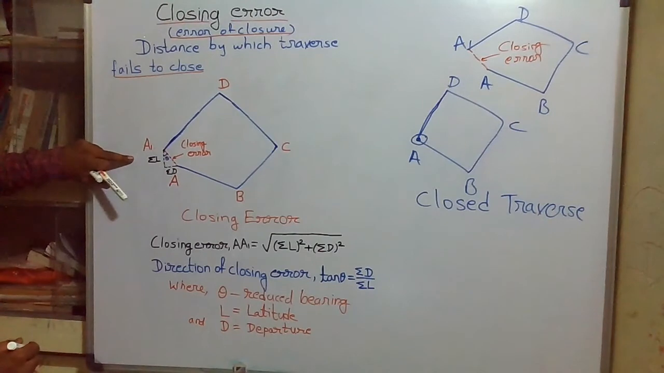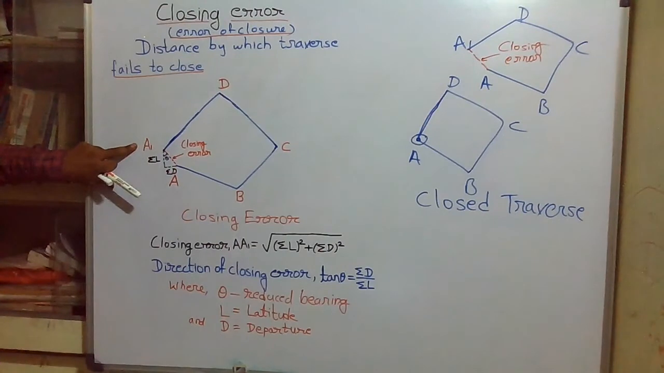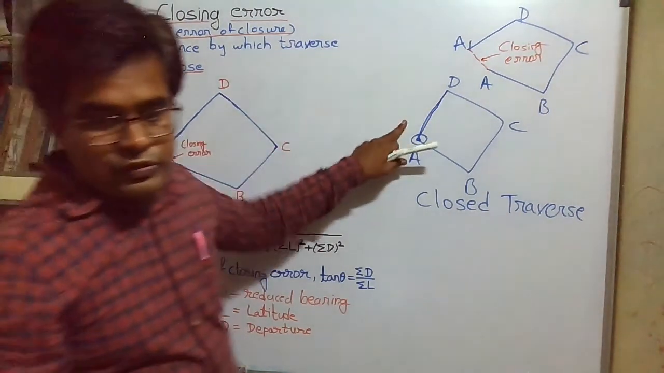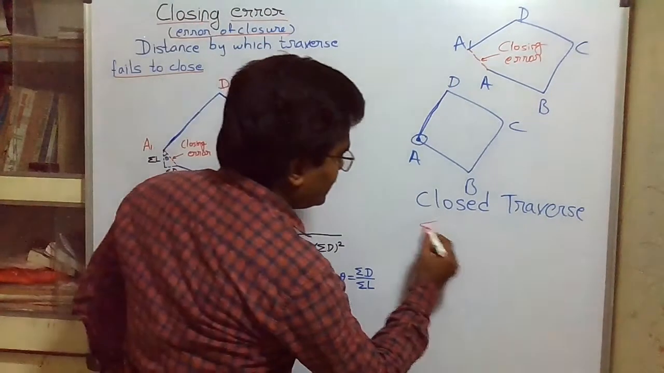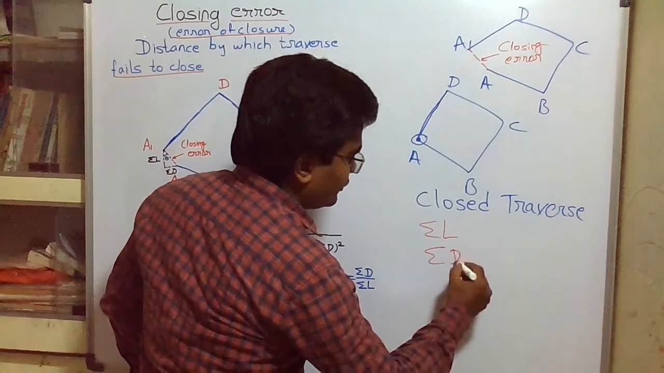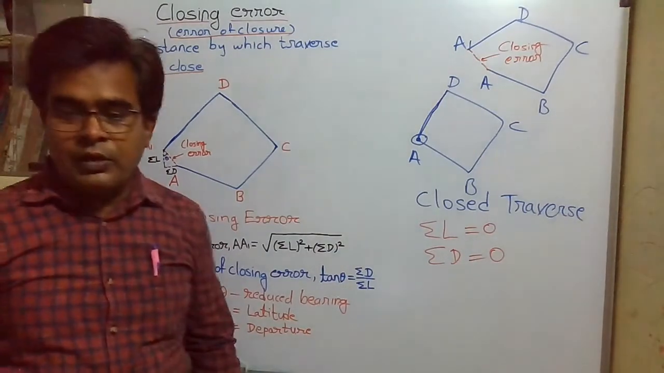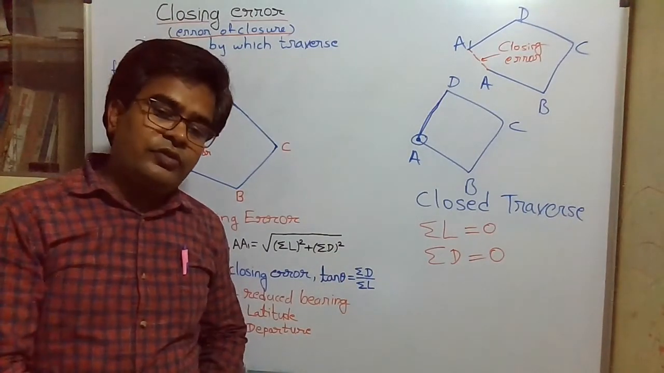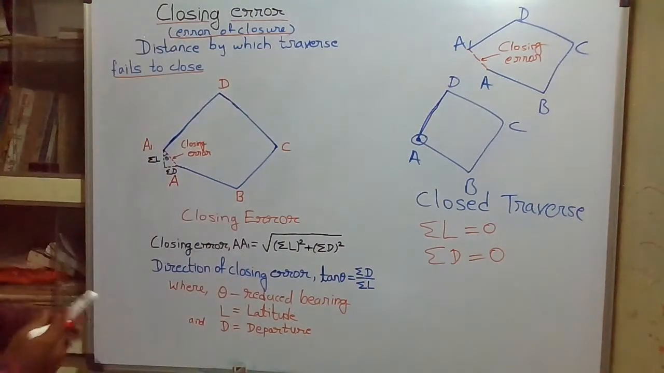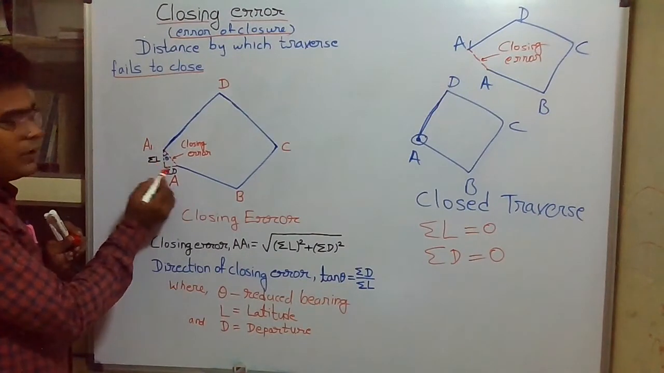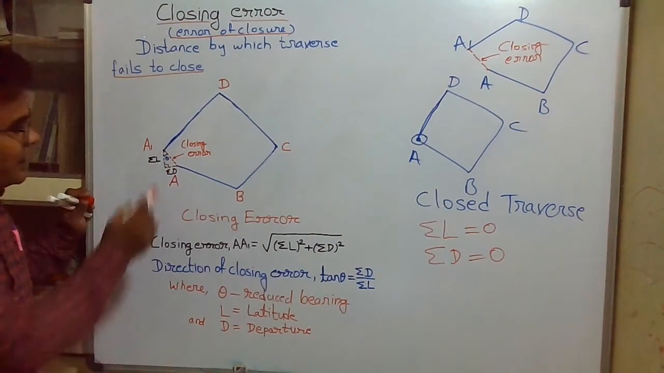Here we can see that this closing error is nothing but, what is the condition for the closed traverse? For this closed traverse, if we calculate the latitude and departure, and if we take the sum of latitude and sum of departure, then it comes to be 0. It should come to 0. But when it does not close, then there will be some value for summation latitude and summation departure. So here the closing error we can write in terms of summation of latitude and summation of departure.